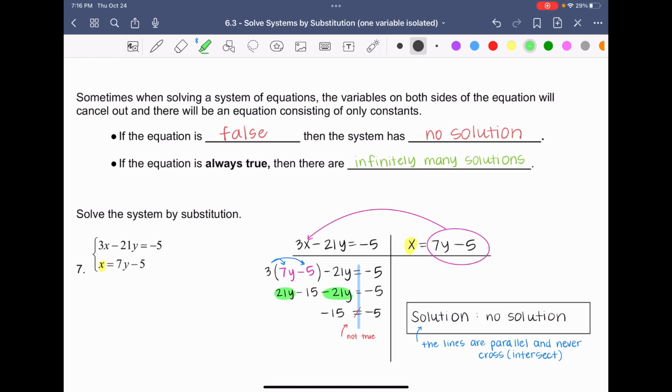So if you're solving an equation and something funky happens and the variables both cancel out and you only have numbers left over, you have to see if the equation that you have left over is either true or false. If it's false, it's no solution. And if it's true, it means infinitely many solutions. But this means something different than it did back when we solved equations in Unit 2.